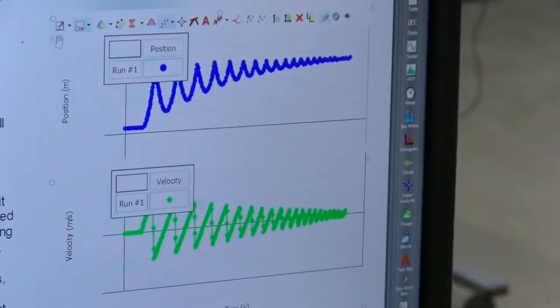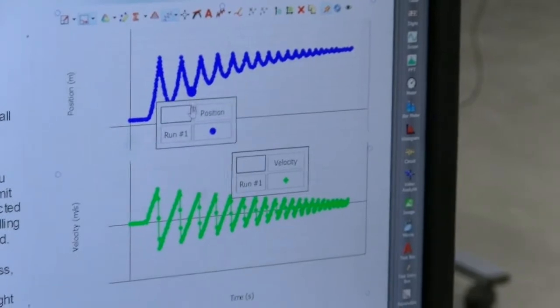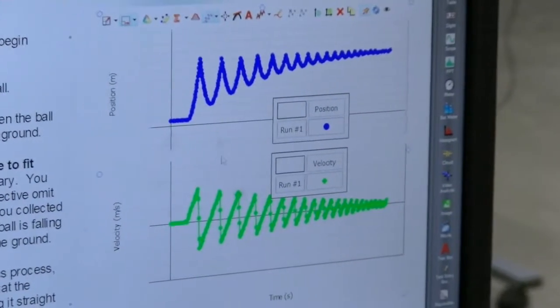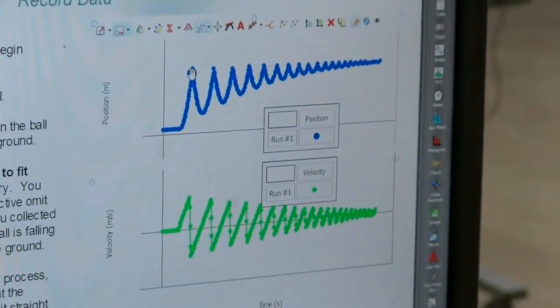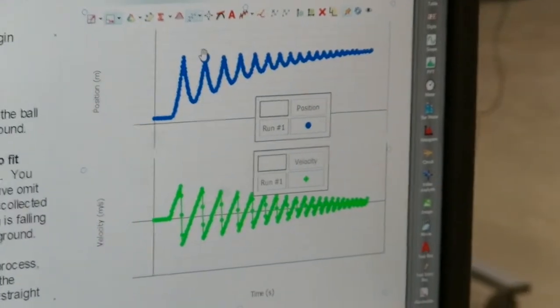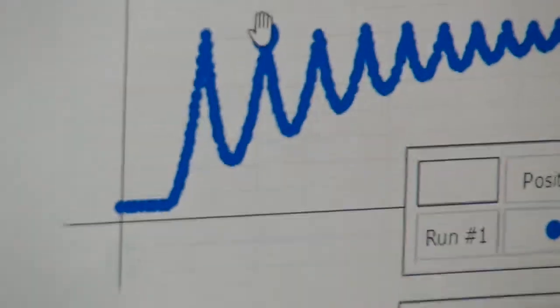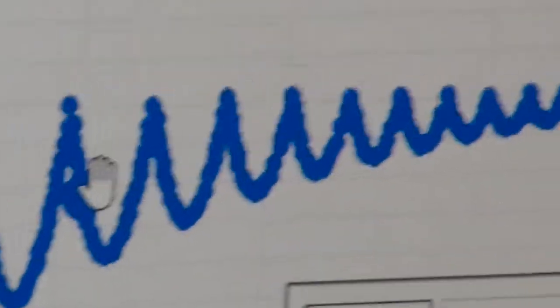So what do you have there? So we have the position and velocity graphs recorded by the sensor. As you can see, the position versus time graph is a parabola, which is what we expect for a uniform acceleration. And so we see multiple parabolas because the ball is falling, then bouncing, then going up again.